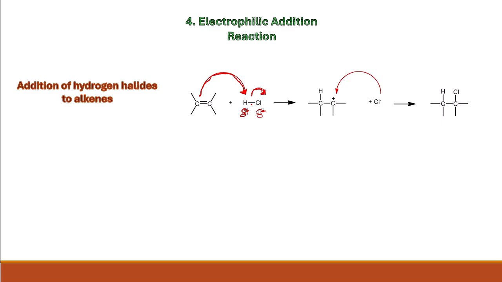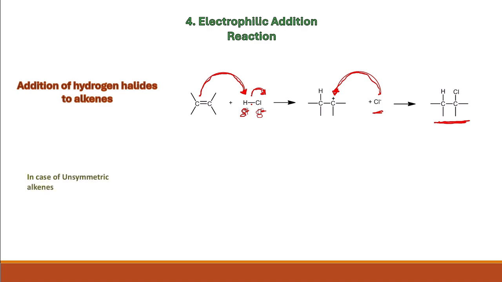Now you have generated a carbocation. Why? Because the hydrogen was added to one of these two carbons and then the other carbon will be electron deficient, so it's going to have a positive charge. This is a carbocation. Now you have the chloride that was generated in the first step. This is a nucleophile which is going to attack the carbocation, the carbon with the positive charge. That will give you the final product, which is a halogenoalkane.